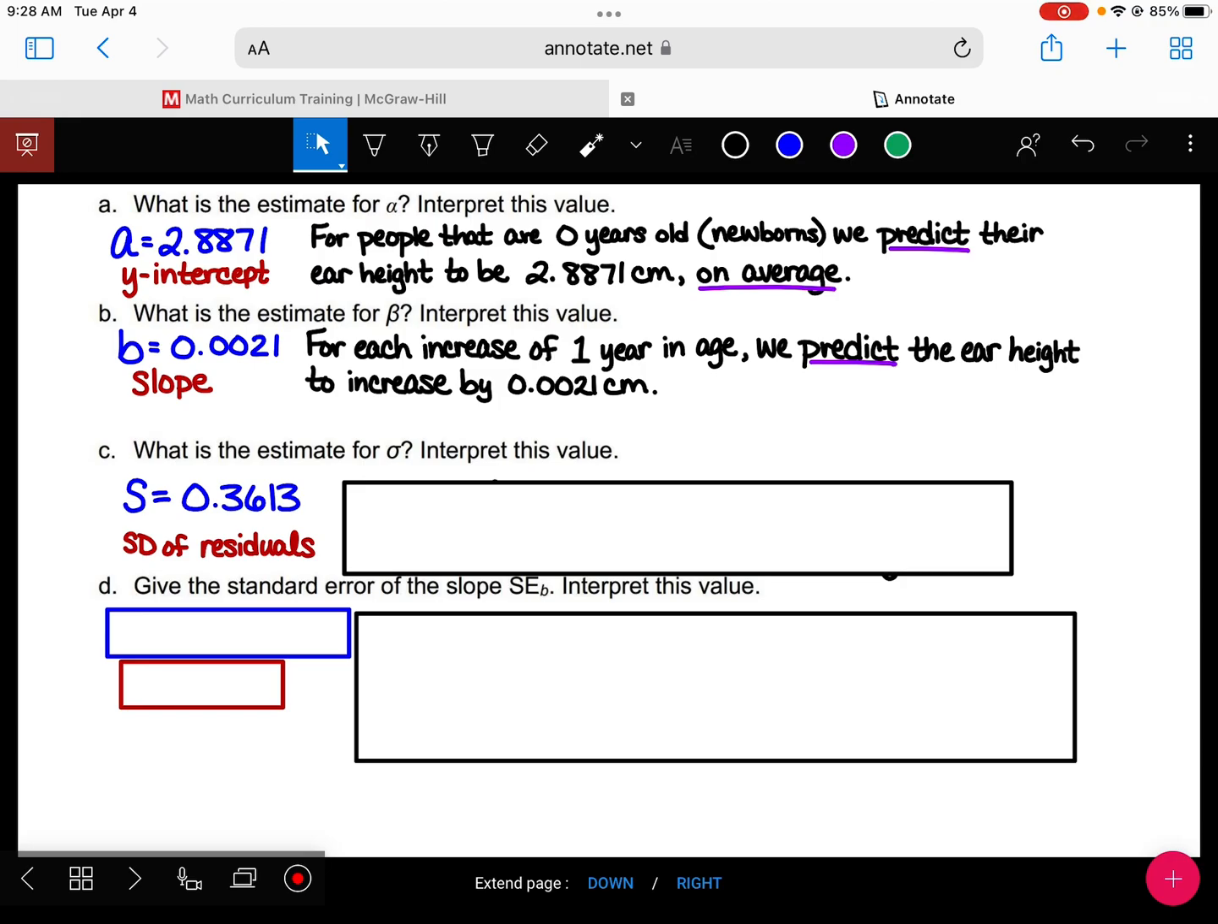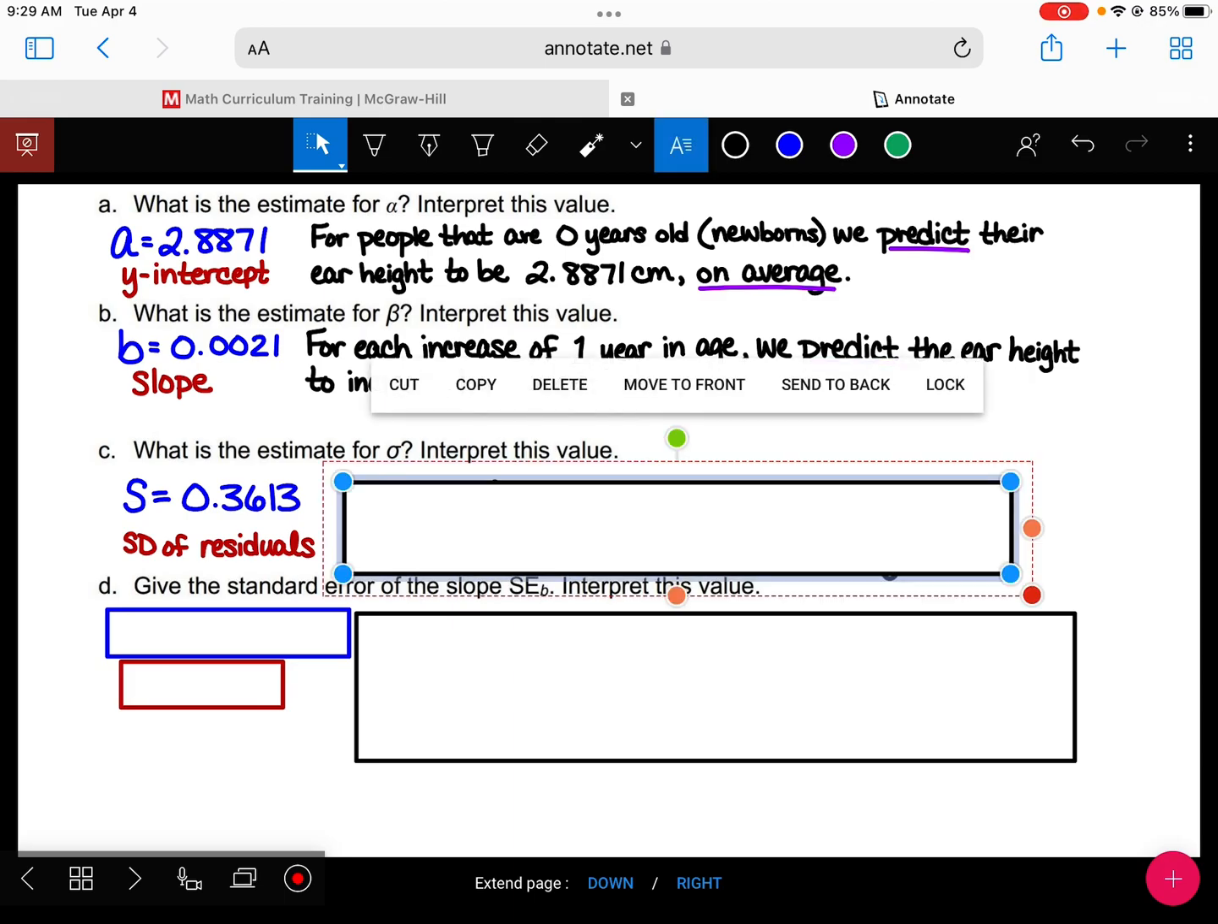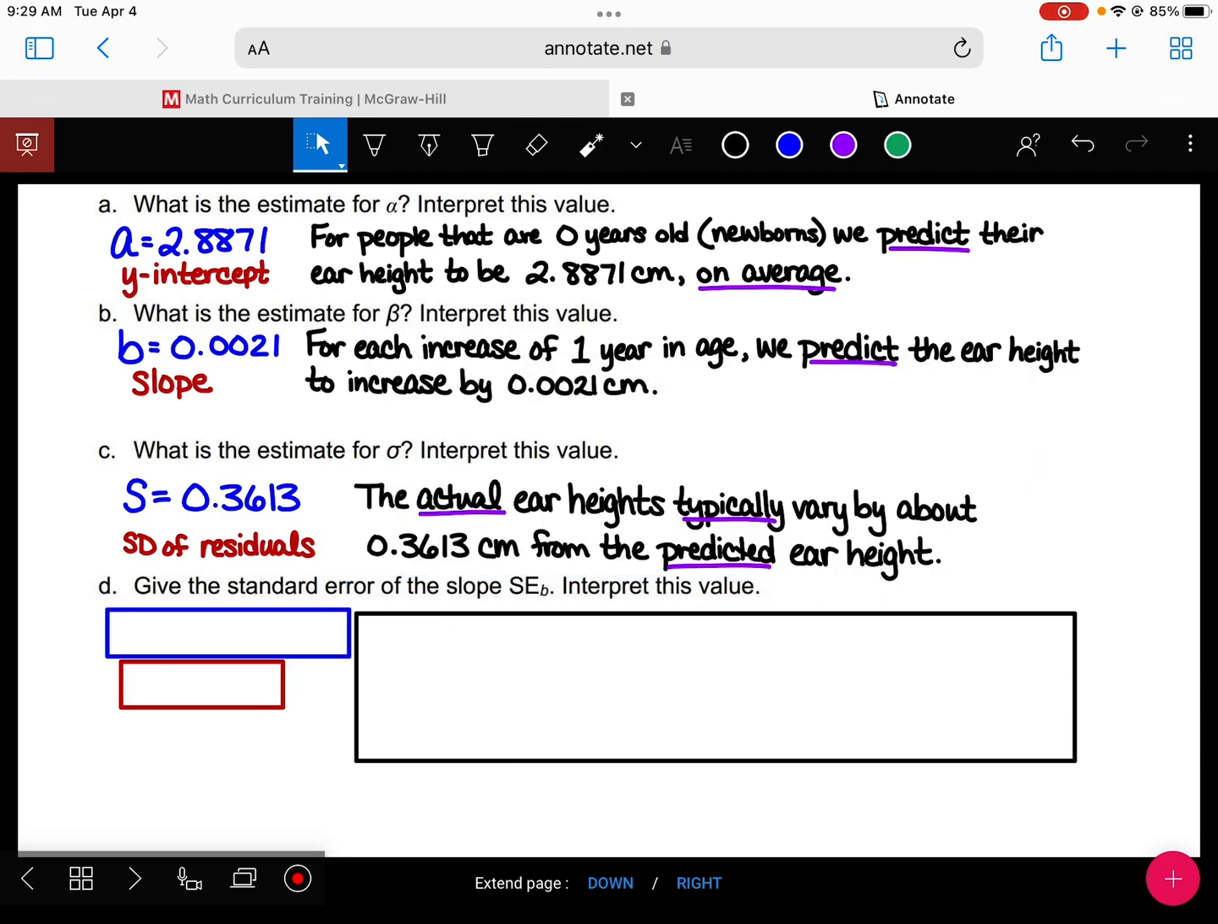Does anybody remember how we would interpret that? Talk to me about actual ear heights. Would everybody follow this exact predicted pattern? So typically, what could we expect? Yes. Actual ear heights typically vary by about 0.3613 from the predicted ear height.